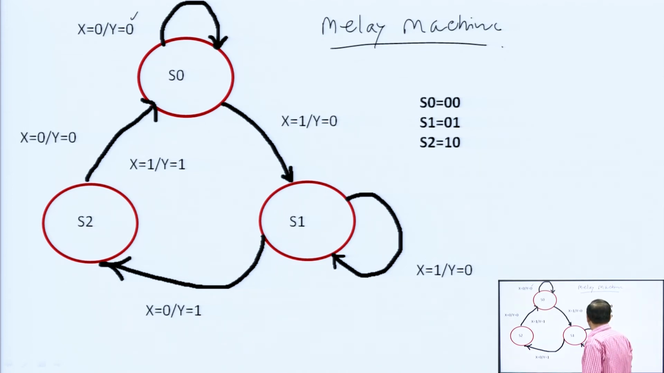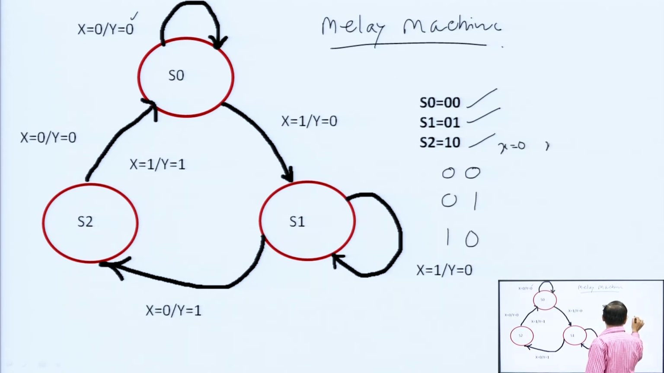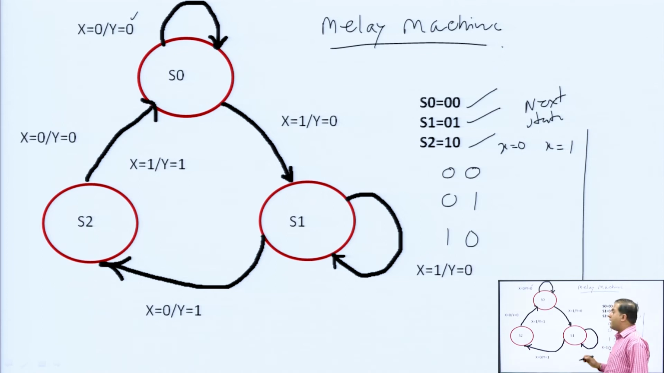Okay. So, here we are having 3 states: 00, 01 and 10. So, we can see 00, 01, 10 for x equal to 0 and x equal to 1, and this is the next state, and this is the output for x equal to 0 and x equal to 1. Okay.